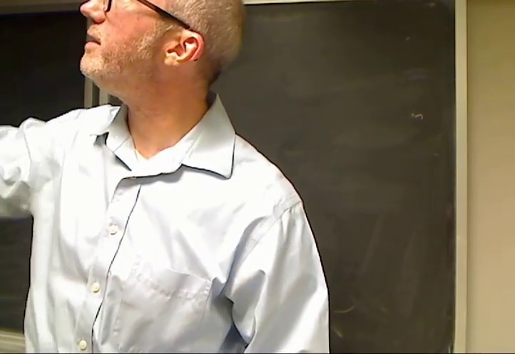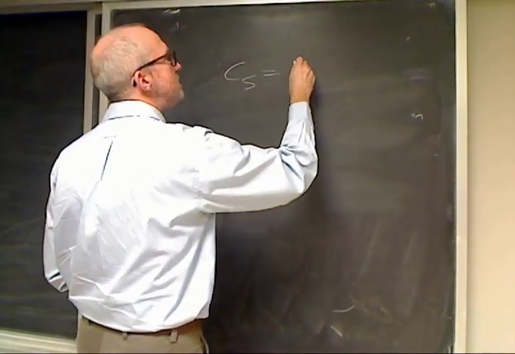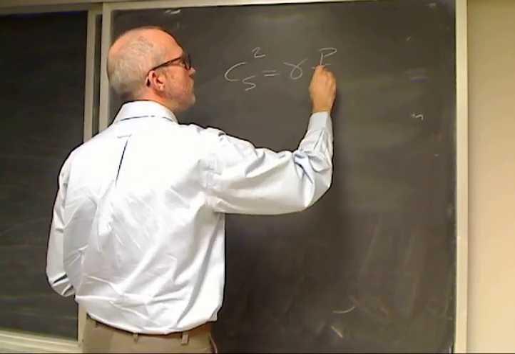What is the sound speed in this gas? So how do you get the sound speed? C sound squared equals gamma p over rho.